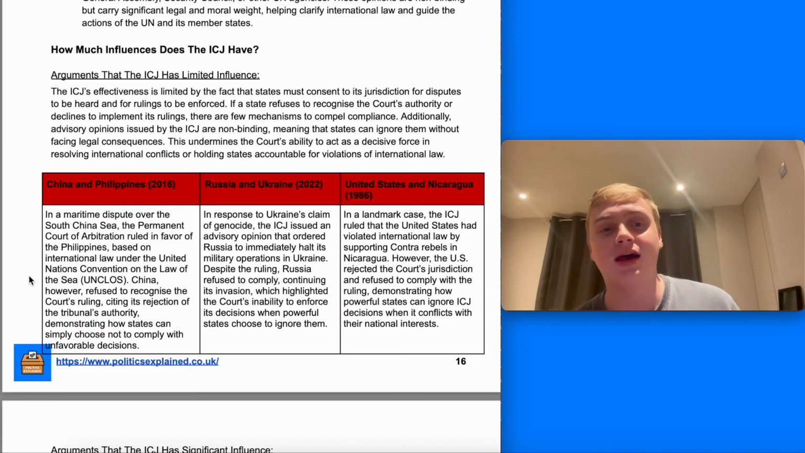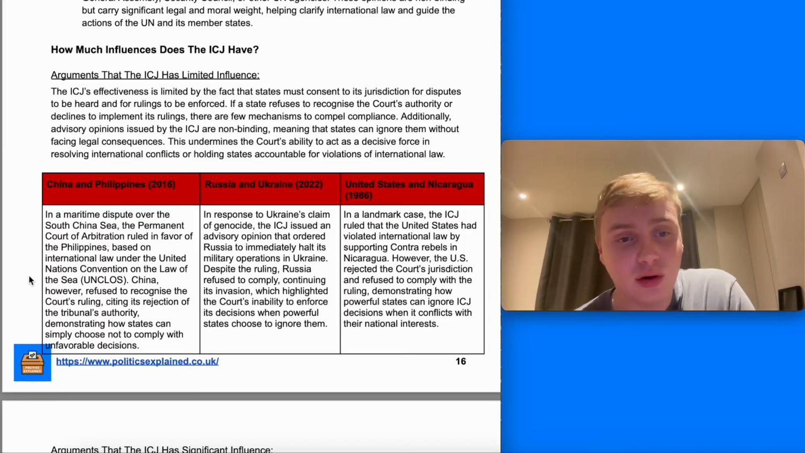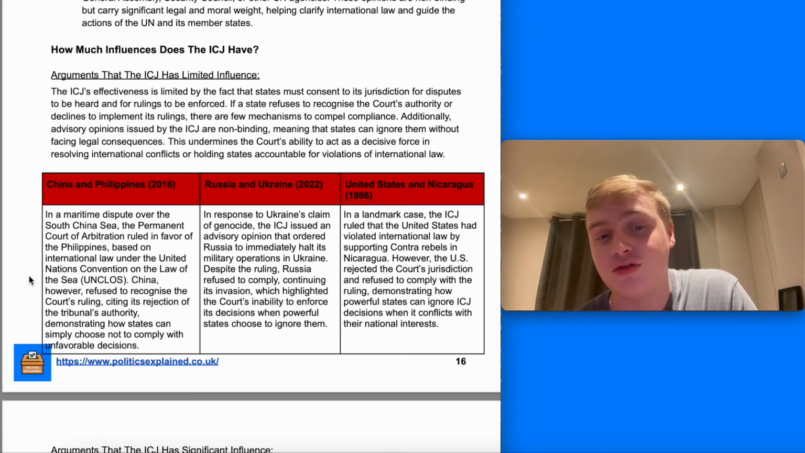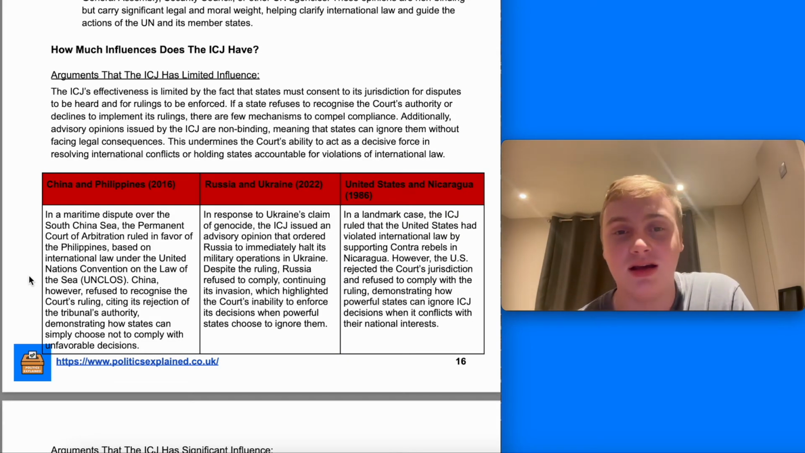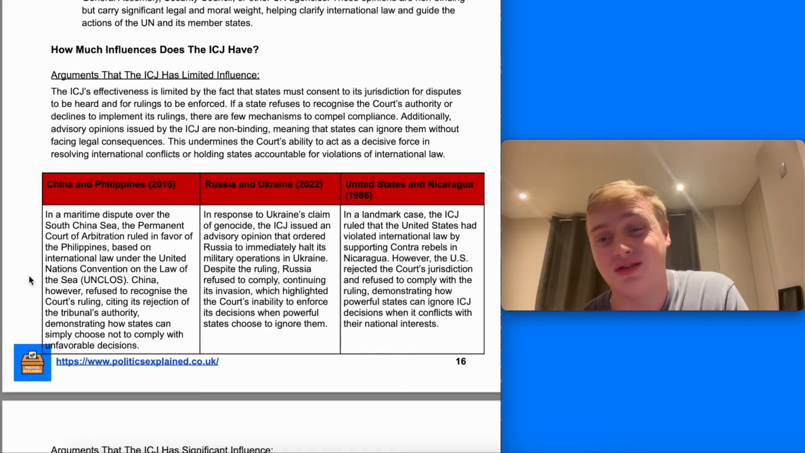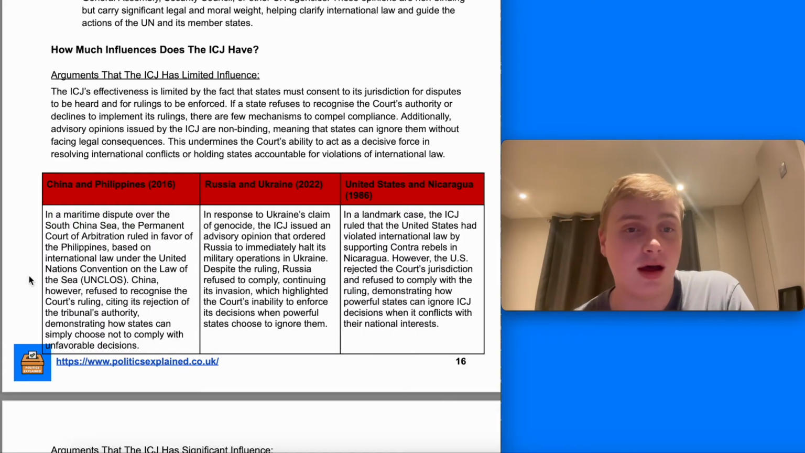We've got some examples here. In relation to Russia and Ukraine in 2022, the ICJ issued an advisory opinion ordering Russia to immediately halt its military operations in Ukraine. Russia just refused to comply. It was a non-binding resolution. Even if it was theoretically binding, Russia would not have done anything anyway.